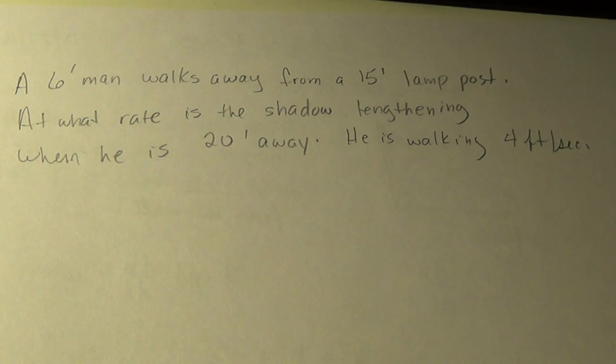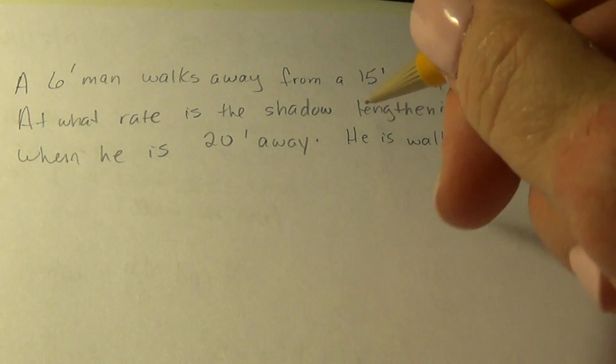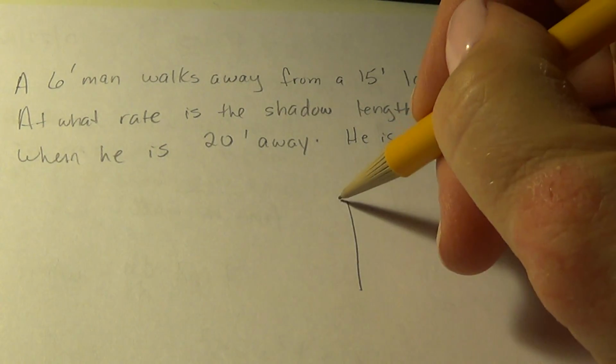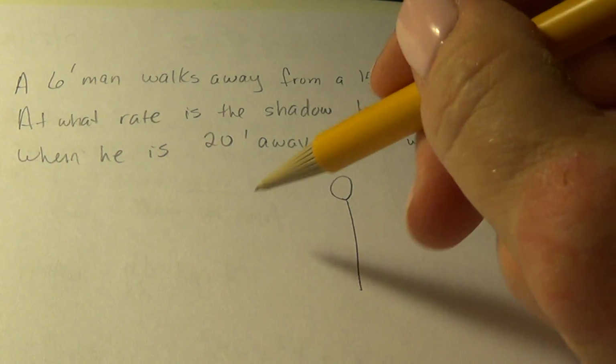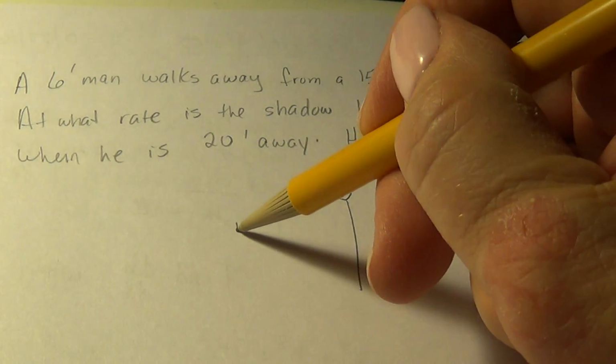A 6-foot man walks away from a 15-foot lamppost. At what rate is the man's shadow lengthening when he is 20 feet away and walking at a rate of 4 feet per second? Take a second and sketch the picture. Pause it, see if you can get something similar to what I have.